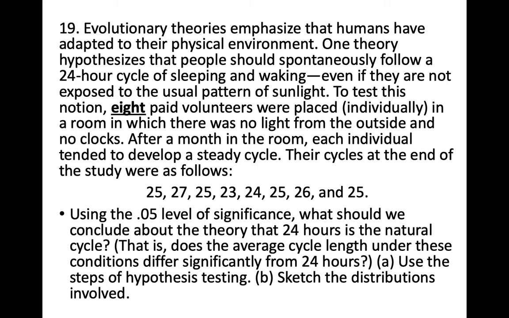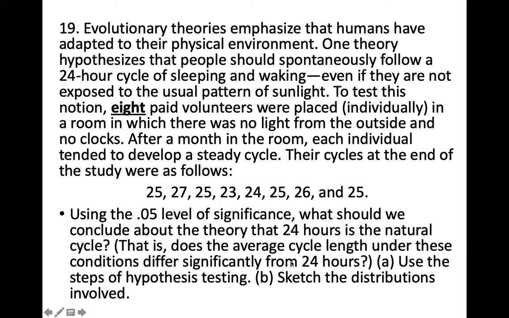So based on the information given, we know that we're going to do a t-test. Okay, and the reason is because we've got a population mean or a logical comparison value here of 24 hours. What we don't have is a number that gives us the variance in the population. So we're going to do a t-test.